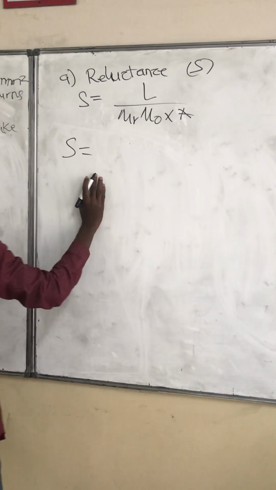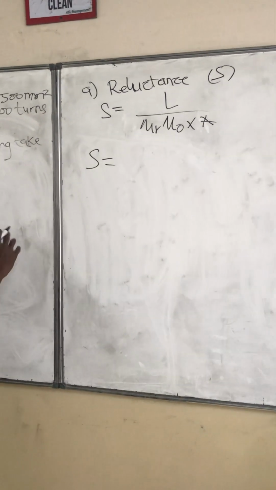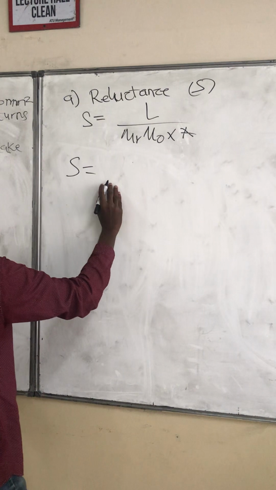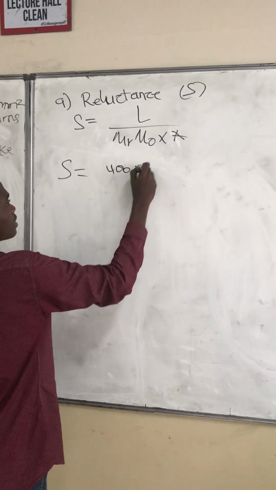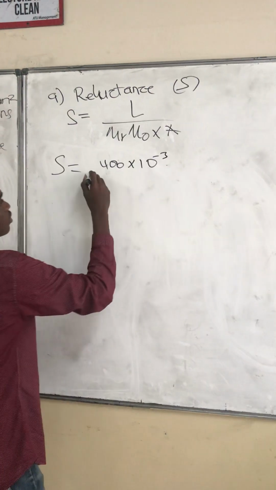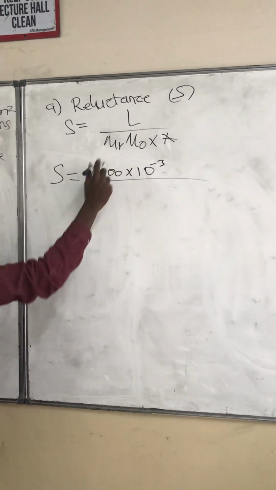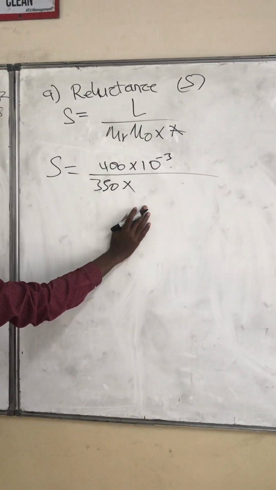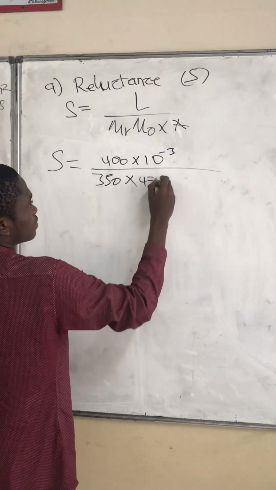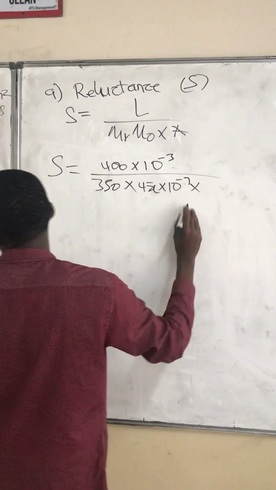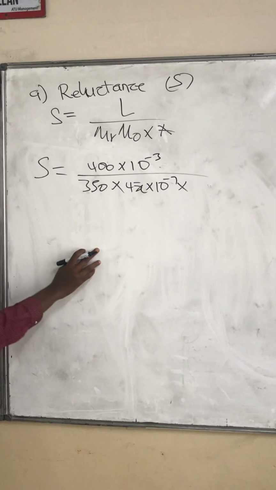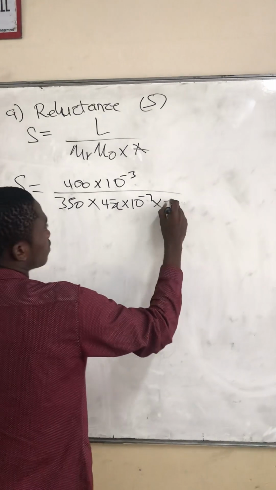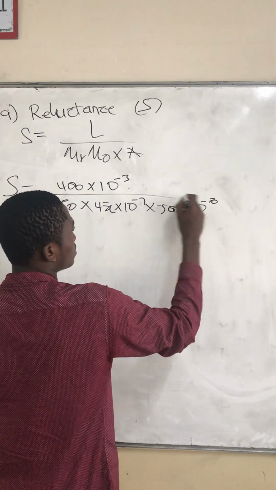So reluctance equals to the length of the circuit, which is 400 millimeters, which has been converted to 400 times 10 to the power negative 3 meters, all over relative permeability, which is 350, times permeability of free space, which is a constant, 4 pi times 10 to the power negative 7, times the area, which is 500 millimeters square, and has been converted into meters. That's 500 times 10 to the power negative 6.